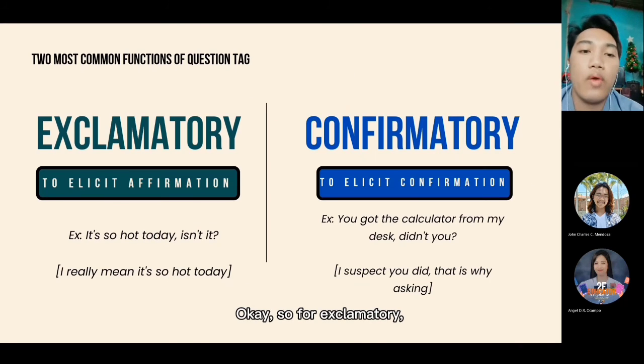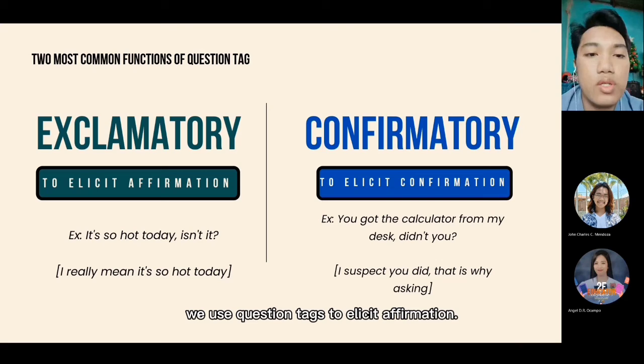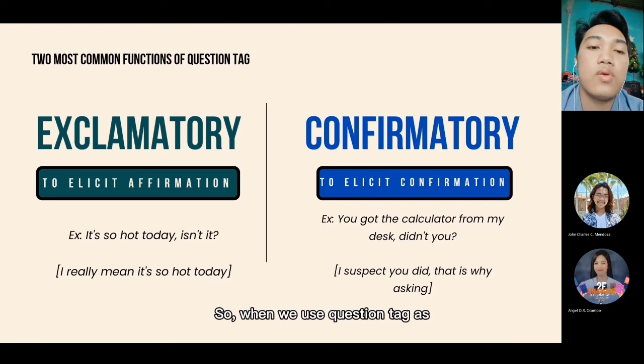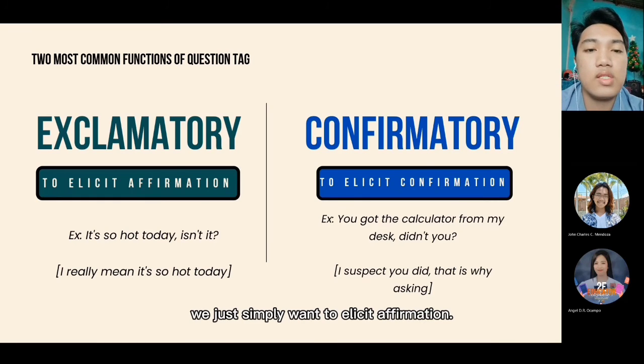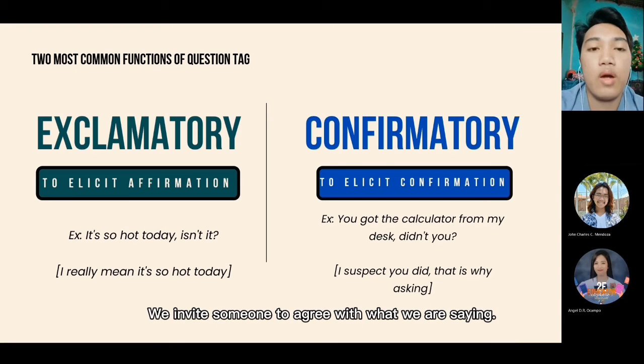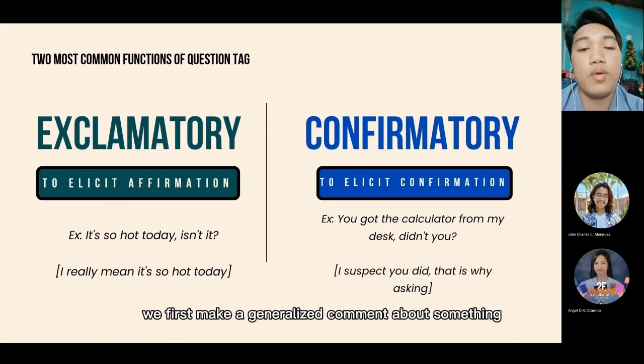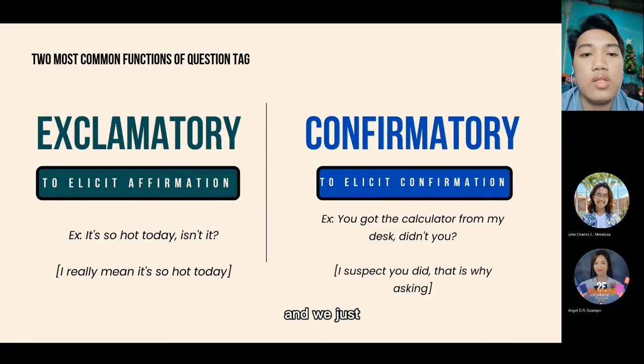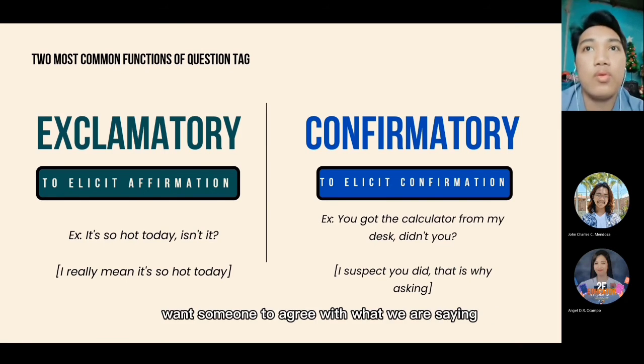Okay. So for exclamatory, we use question tags to elicit affirmation. I really mean that it's so hot today. So when we use a question tag with its exclamatory function, we simply want to elicit affirmation. We invite someone to agree with what we are saying. We first make a generalized comment about something, and we just want someone to agree with what we are saying.